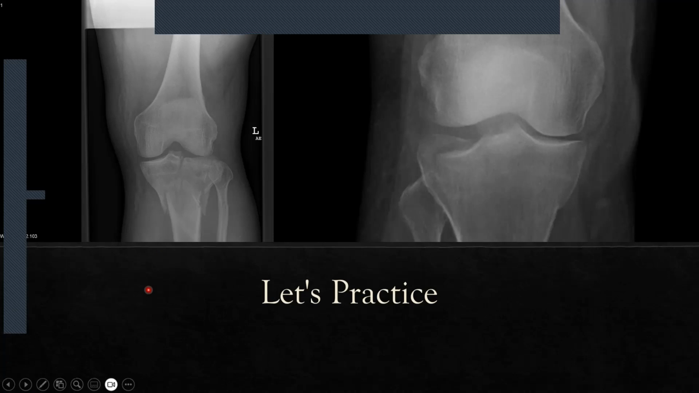If you want to challenge yourself, I suggest just stopping the video now, pausing it for a little while, and seeing if you can pick up the fractures. These are not difficult ones, but just have a look and see. And when you've done that, then you can come back and have a look at the x-rays.